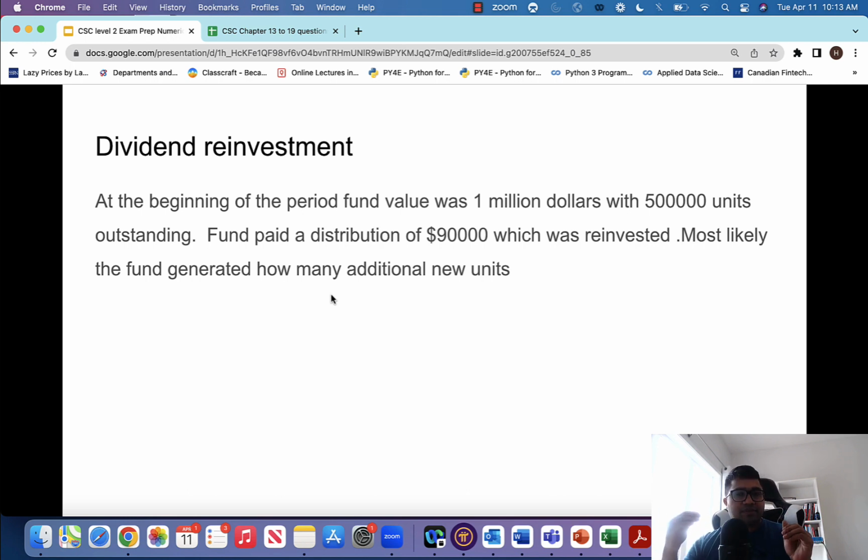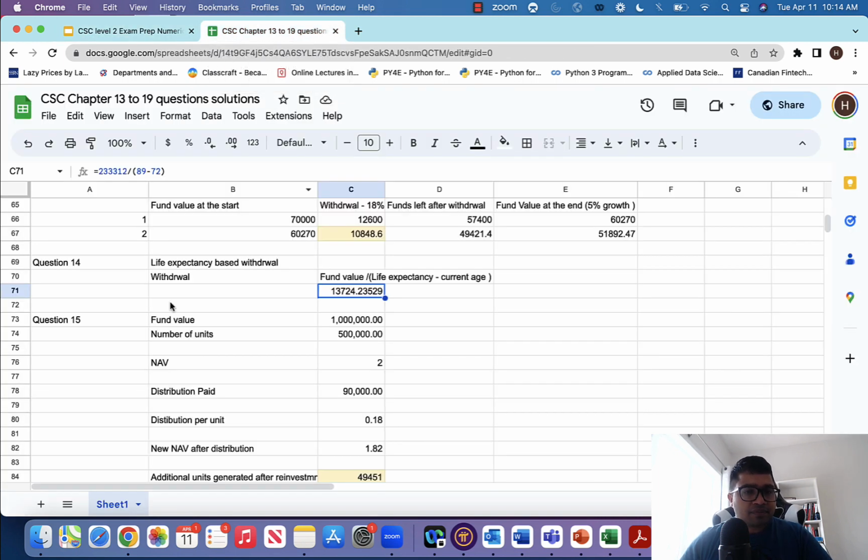Now what's the concept? So you have a fund that pays out certain distribution. So whenever a fund pays out distributions, the NAV of the fund, the net asset value of the fund, will go down by the distribution amount. So the NAV is going to drop. Now you receive this distribution and the distribution then gets reinvested. So this $90,000 distribution gets reinvested into the NAV, but at the reduced NAV. So you generate some additional units.